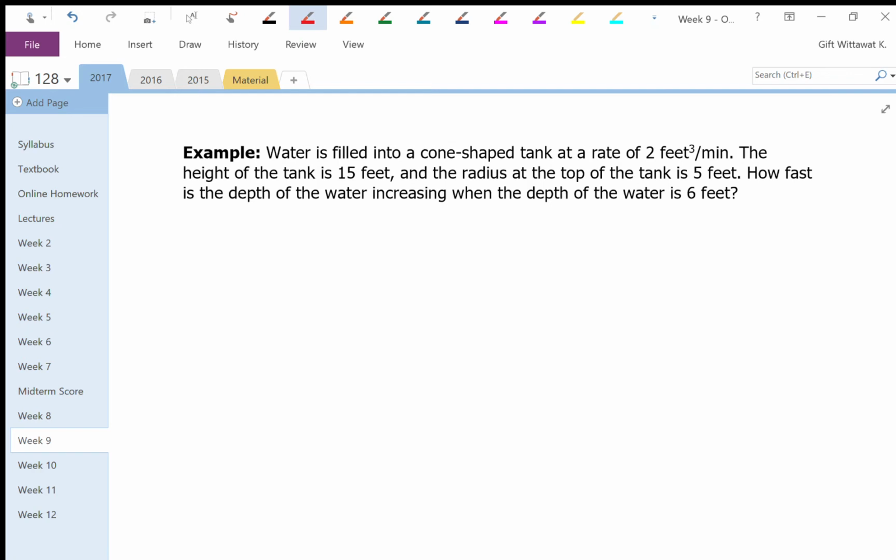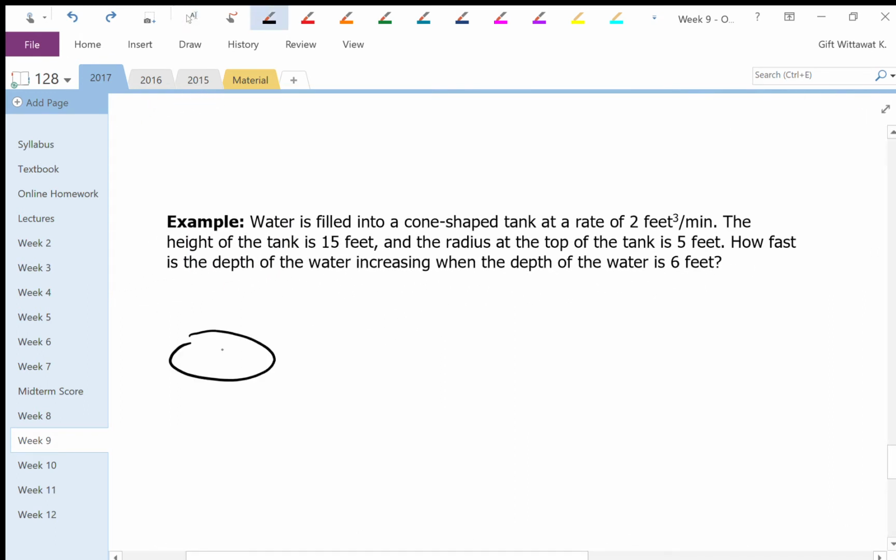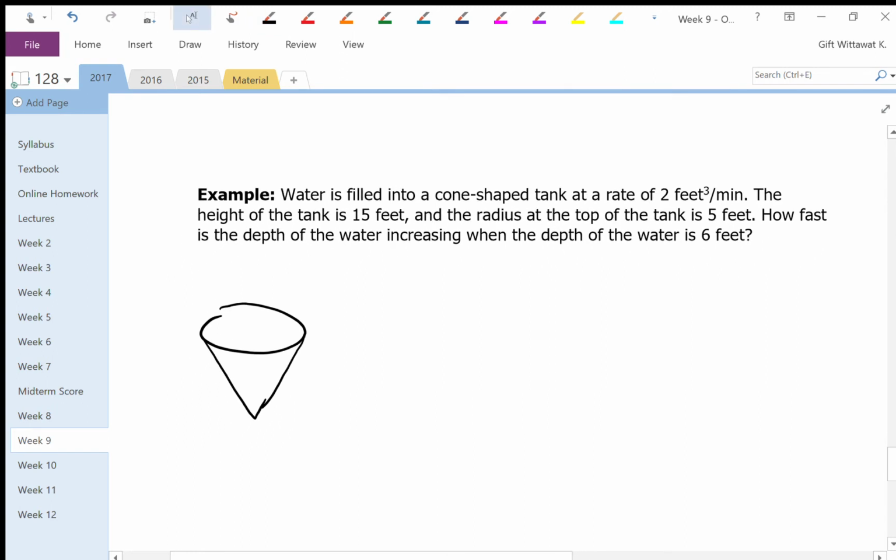Okay, so in this problem, water is being poured into a tank which is a cone shape. Okay, so wait, let me kind of redraw. Okay. So let's say water is being filled into a tank which is a cone shape.